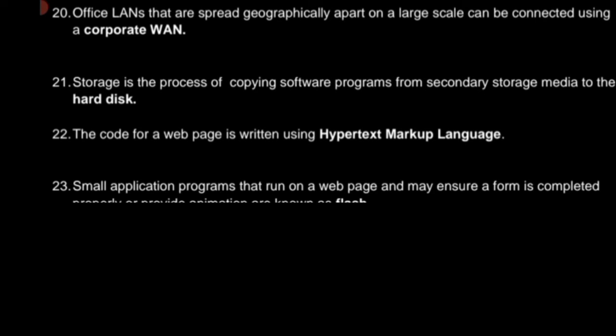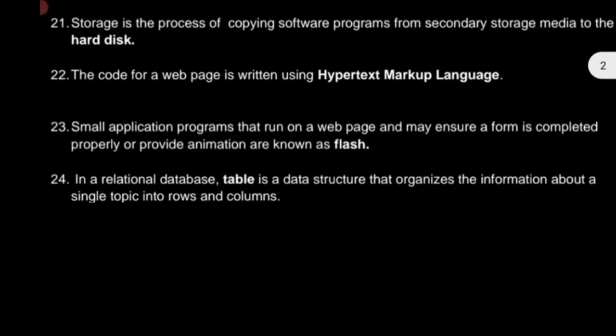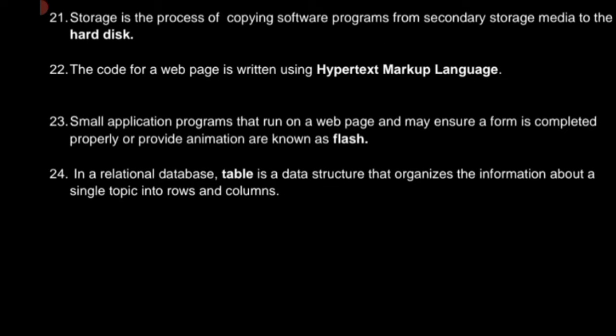20 point is office LANs that are spread geographically apart on a large scale can be connected using a corporate WAN. WAN means Wide Area Network. 21 point is storage is the process of copying software programs from secondary storage media to the hard disks. Hard disk is where all our programs are saved.